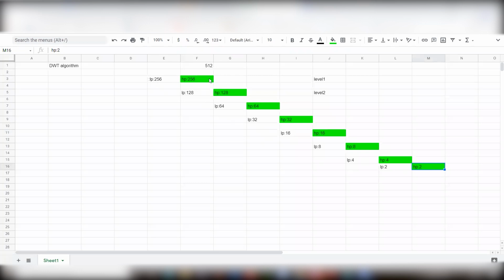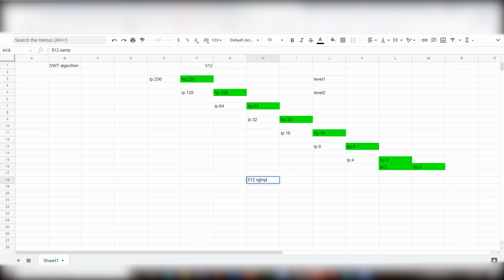So here in this level, we have 256 coefficients. Here we have 128 coefficients. Here we have 64 coefficients, 32 coefficients, so on and so forth. At the last stage, when there are two samples, we will be taking both low pass and high pass. In the final stage of the DWT algorithm, we'll be taking these two signals as well. So if you add all these, you will get 512 samples.